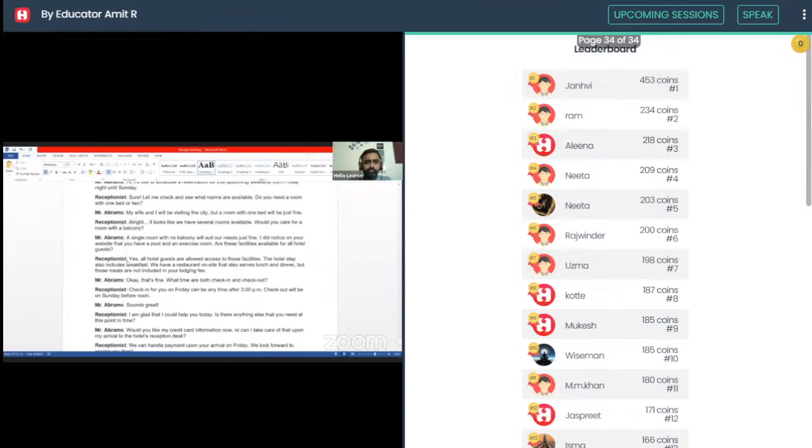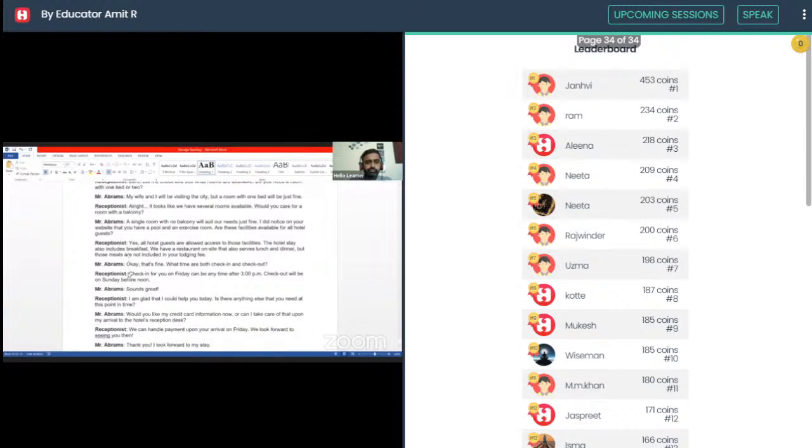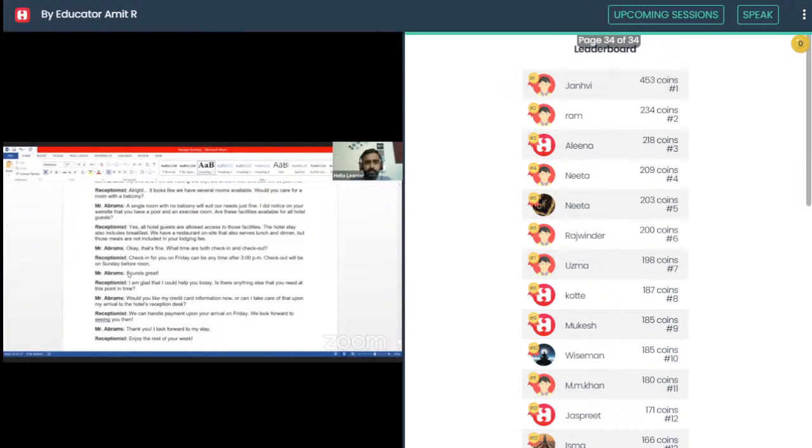Yes, all hotel guests are allowed access to those facilities. The hotel stay also includes breakfast. We have a restaurant on site that also serves lunch and dinner, but those meals are not included in your lodging fee. Okay, that's fine. What time are both check-in and check-out? Check-in for you on Friday can be any time after 3 p.m. Checkout will be on Sunday before noon.